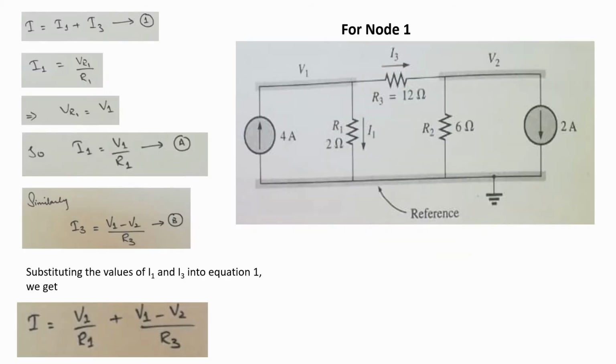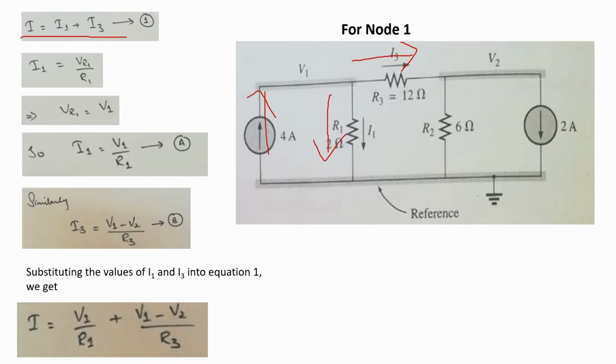Now we have to apply KCL to node 1. From the figure you will see that current I is entering that node, I1 is leaving that node and I3 is also leaving that node. So the KCL equation can be written as I is equal to I1 plus I3. We put that as equation number 1. Now what is the value of I1 and I3?